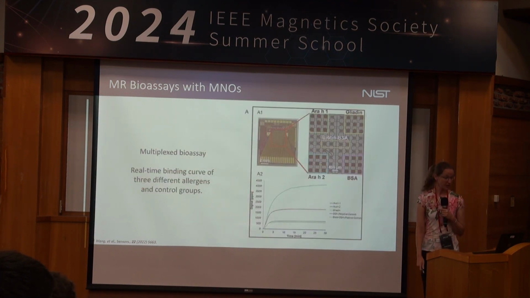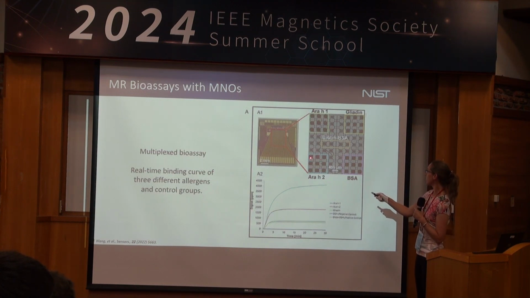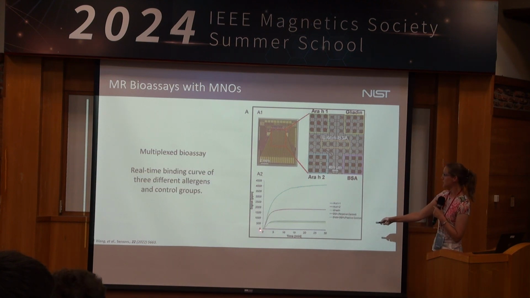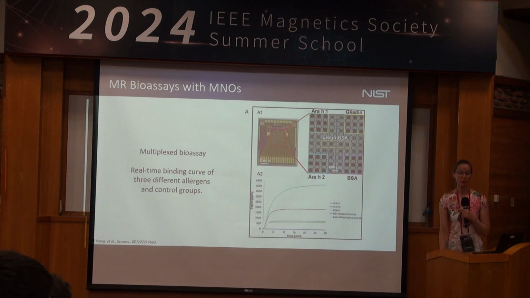Just to prove to you that it works, this is what's called a multiplex bioassay. So you have different regions which are conjugated looking for different things. And you can see as a function of time, you can get pretty significant detection levels. And so the time scale on here is only about 30 minutes, so it's actually quite fast.